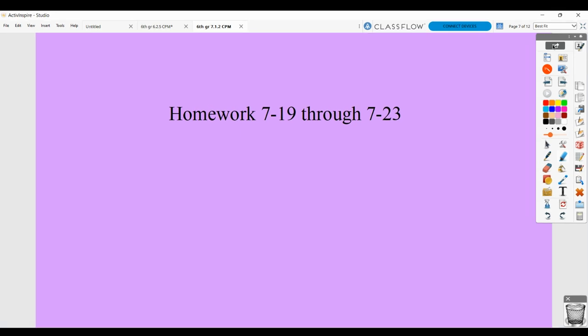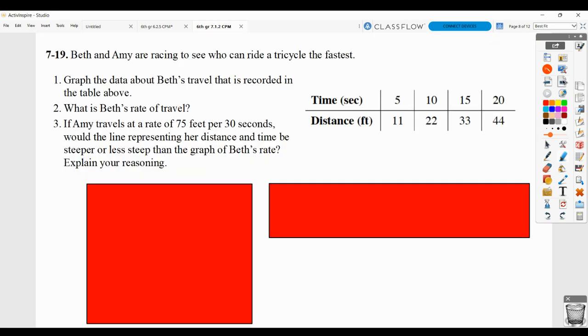The purpose of this video is to allow you to correct the homework from section 7.1.2. Problems are 719 through 723. For the first one, Beth and Amy are racing to see who can ride a tricycle the fastest. They want you to graph the data about Beth's travel that's recorded in this table.